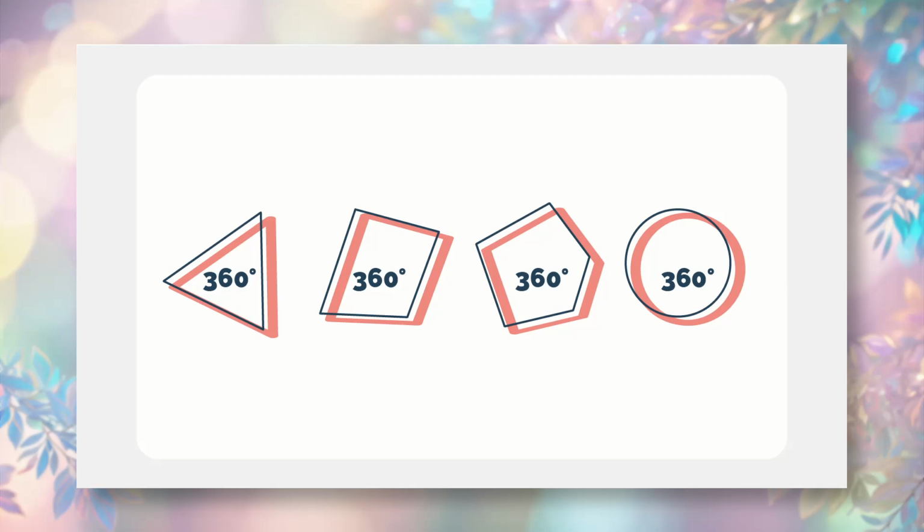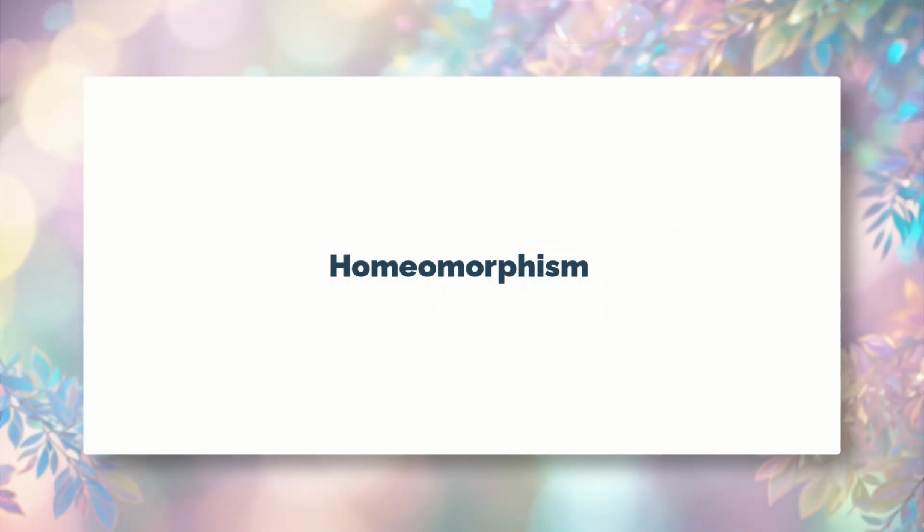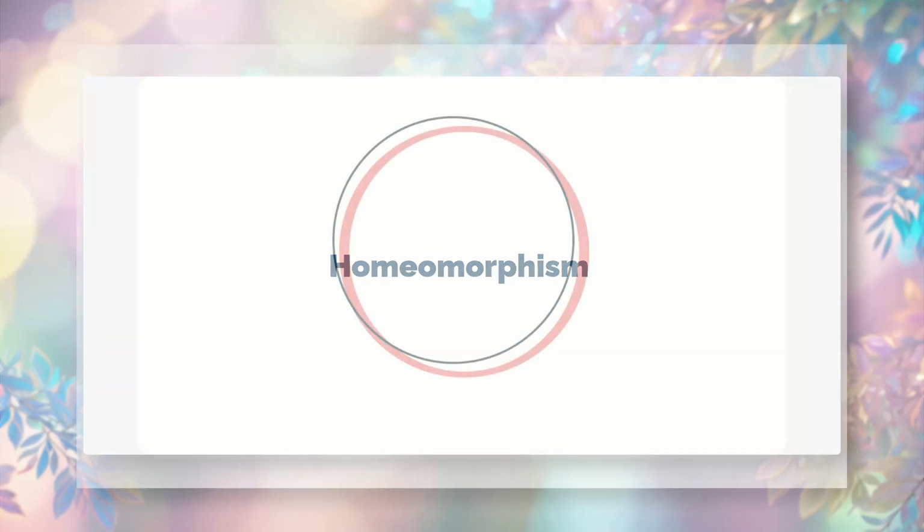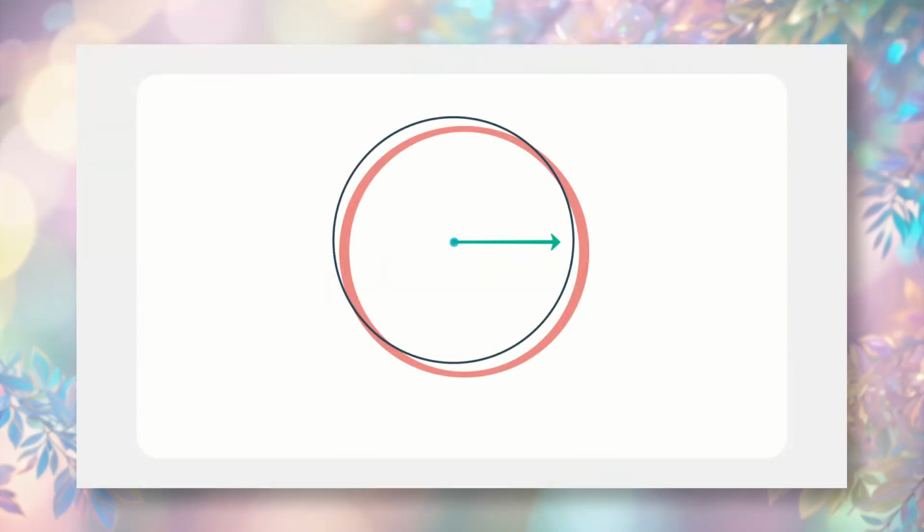This perspective is rooted in the concept of homeomorphism in topology, which considers properties invariant under continuous deformations. By placing a point inside each shape and rotating around it, we can view every closed shape, triangle, quadrilateral, pentagon, or circle, as enclosing a full rotation of 360 degrees.